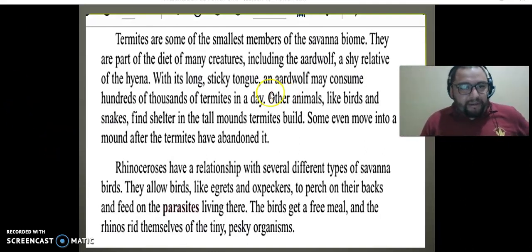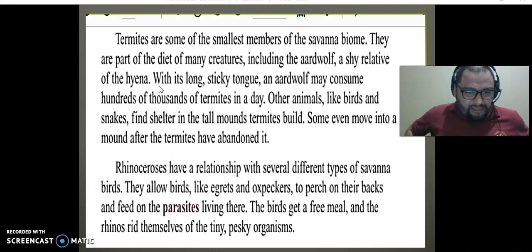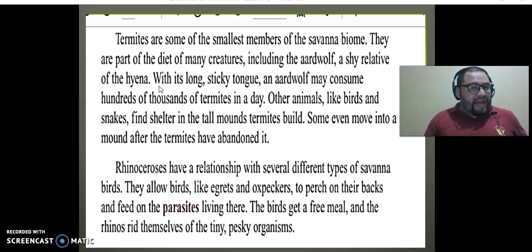Okay, with its long, sticky tongue, the aardwolf can consume hundreds and thousands of termites in a day. Other animals like birds and snakes find shelter in the tall mounds termites build. Some even move into a mound after the termites have abandoned it.